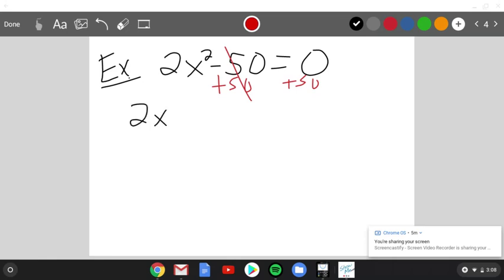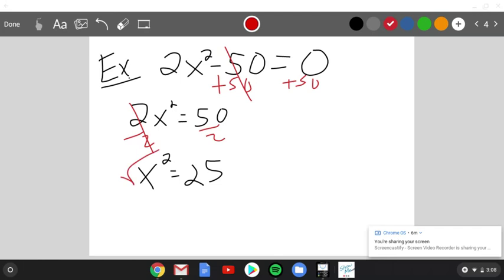Two x squared equals 50. And then the x squared is not quite by itself yet. Divide by 2. X squared is 25. Now I have what I had just a second ago when I square root both sides. X is plus or minus 5.